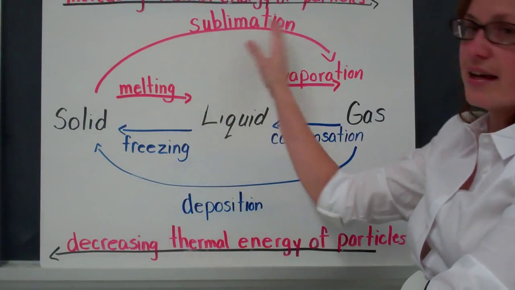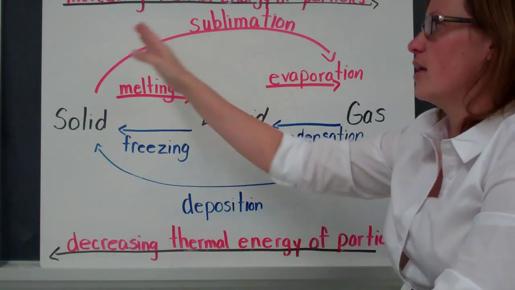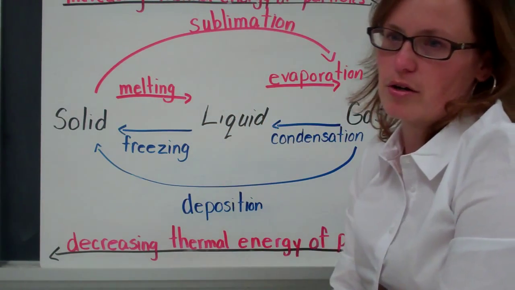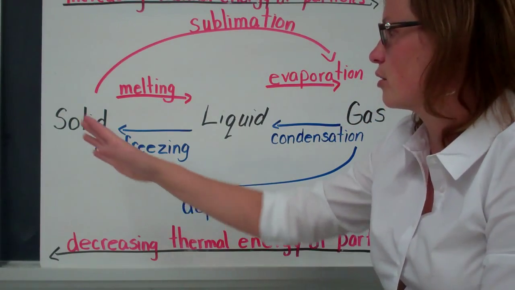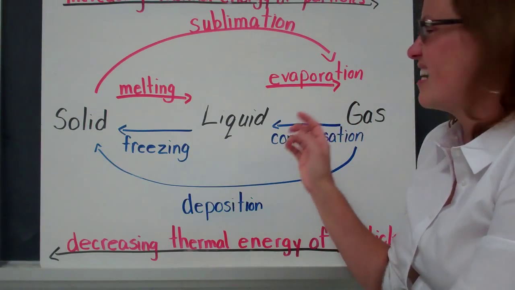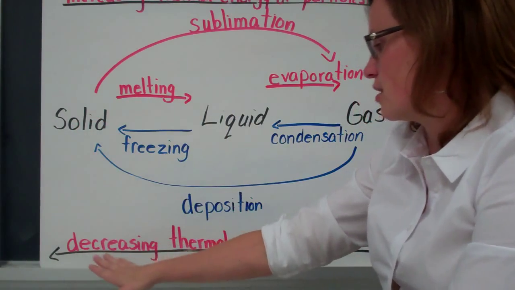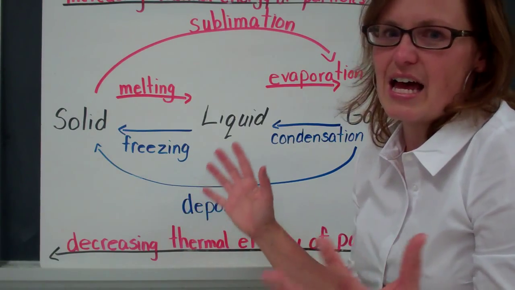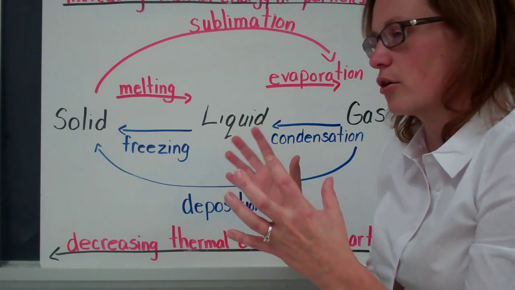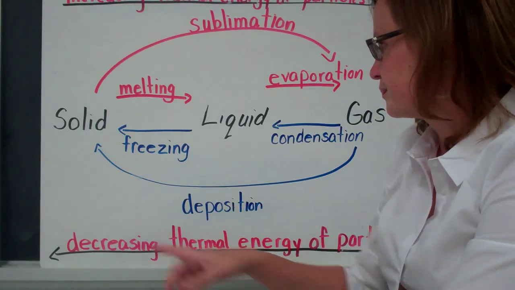Now, in the red, when we're moving in this direction, is an increase in thermal energy of particles. So there is an increase in heat, which means there's an increase in movement between the particles, causing the change of state. And when we go in this direction, it's a decreasing of thermal energy of the particles, so the heat energy goes down, and so the particles start to move less and get closer together.